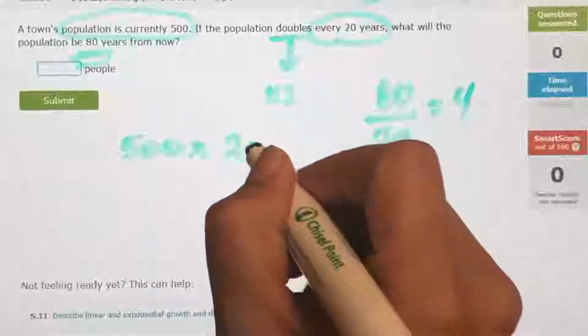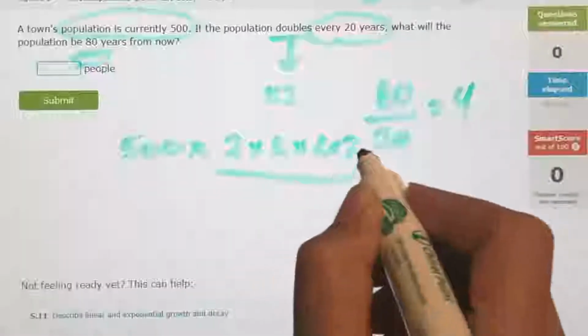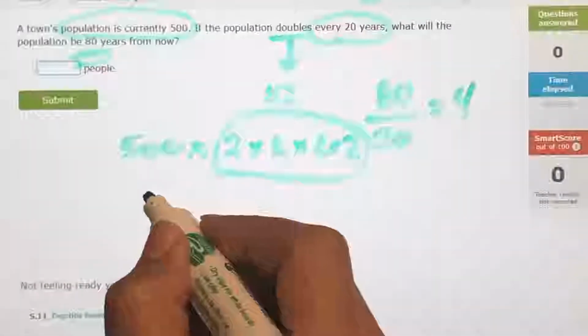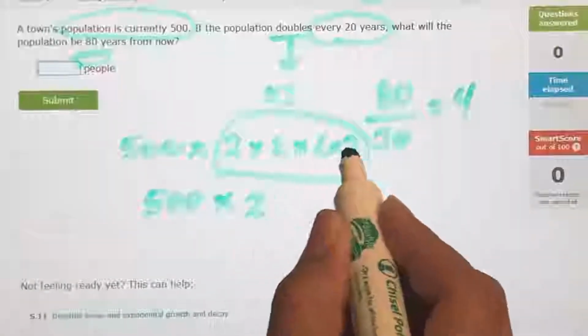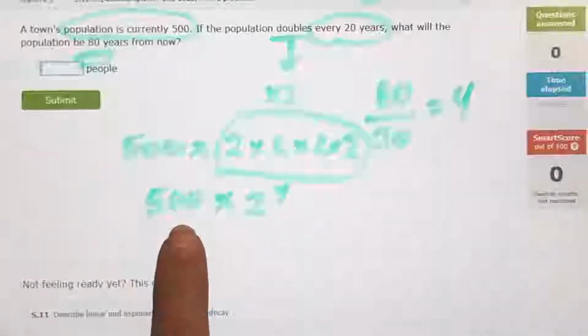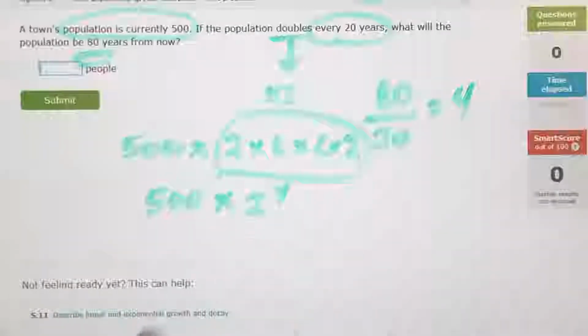1, 2, 3, 4. So I could either write that as I'm multiplying by 2 4 times, or what is another way I can write this a little bit faster? I'll give you a hint, it's exponents. So I'm going to write 500 times 2 to the power of 4. And that's what you put in your calculator. So your starting population is going to double every 20 years, which means it will double 4 times.